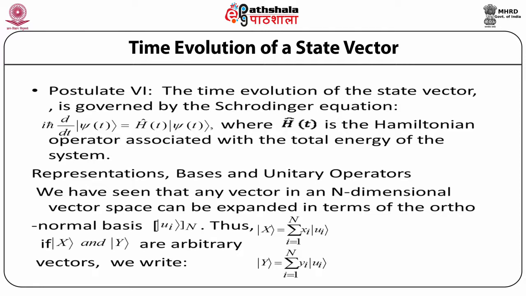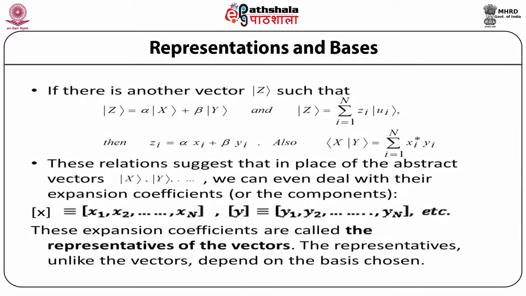Similarly, the ket vector y can be expanded in terms of the orthonormal basis ui as ket vector y is equal to the summation over i going from 1 to n of yi ket vector ui, where yi are the coefficients or the eigenvalues corresponding to the arbitrary vector y. Representations and bases.